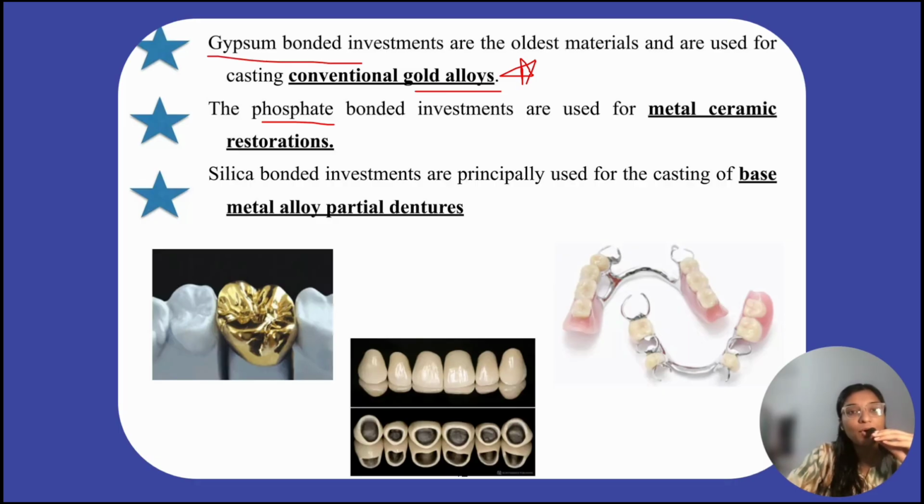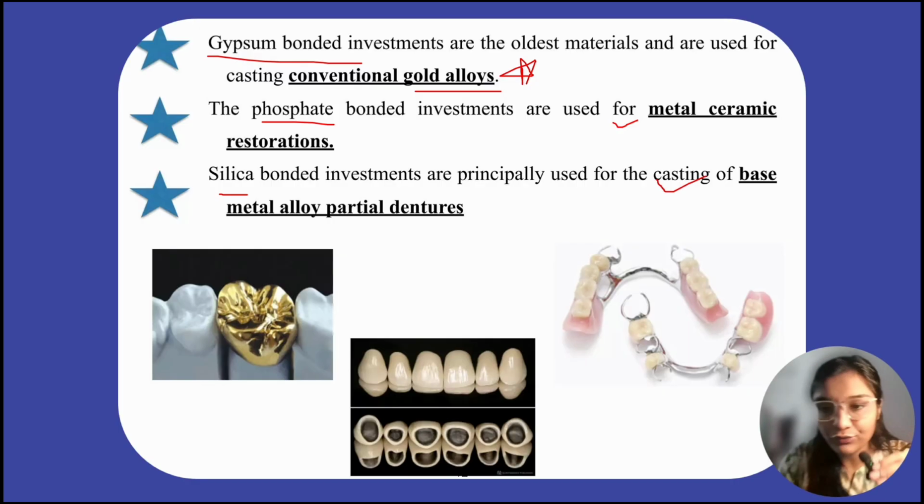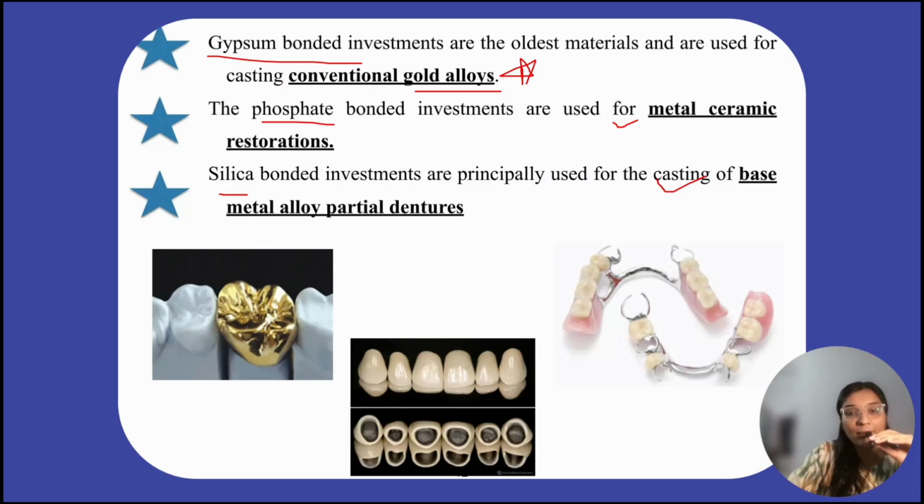Phosphate bonded investments are used for high fusing alloys like metal ceramic alloys, cobalt chromium alloys, and nickel chromium alloys, and silica bonded investments are used for base metal partial dentures. These are rarely used, but we should know the use of the silica bonded investment. It is used for base metal alloy partial dentures, as you can see in this image. Now we'll see in detail about gypsum bonded investments.